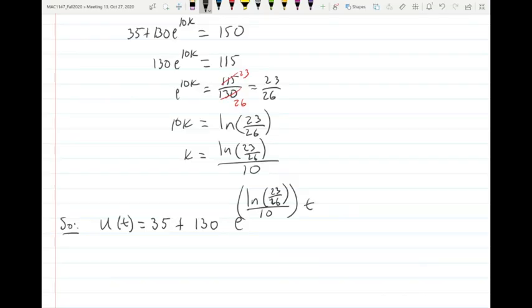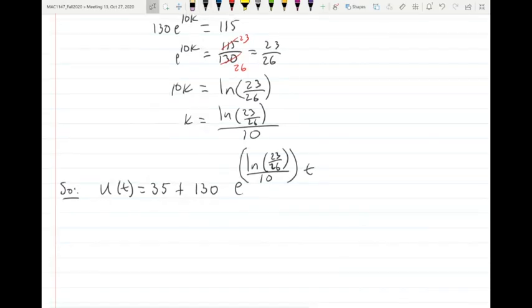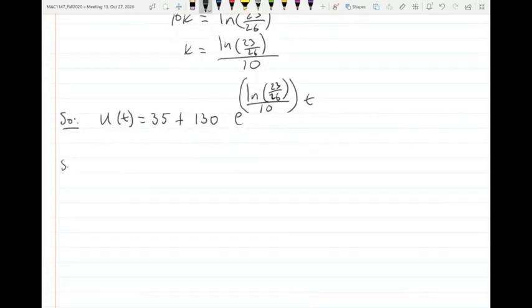Okay? We're gonna play with these a little bit later on, just to show you how to get rid of that ln if you don't like it. That's a skill that you will also need for calculus. Anyways, let's just leave it like this right now. And this is the model for u of t. And so now we are ready to ask the question.